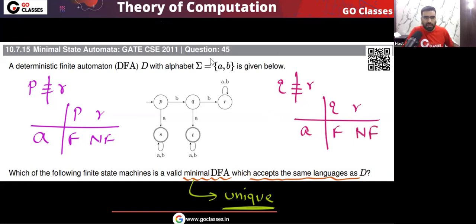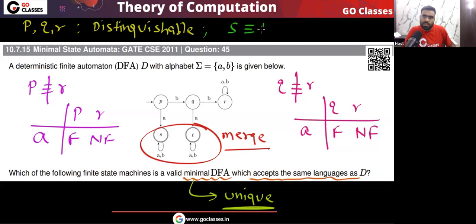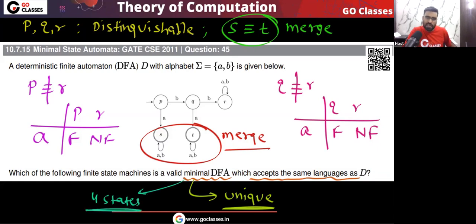So finally, the minimal DFA will have how many states? P, Q, R are distinguishable, so you cannot merge them. They are not equivalent. But remember, S is equivalent to T, so you can merge these two states. So finally, the minimal DFA will have 4 states in total, with one final state.